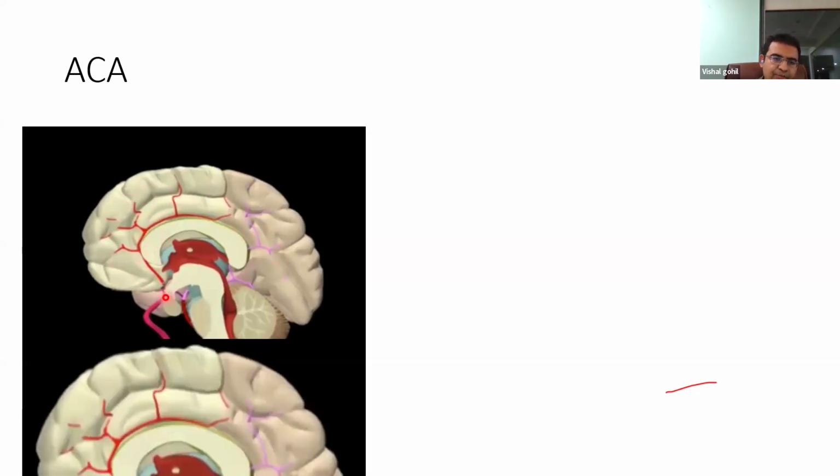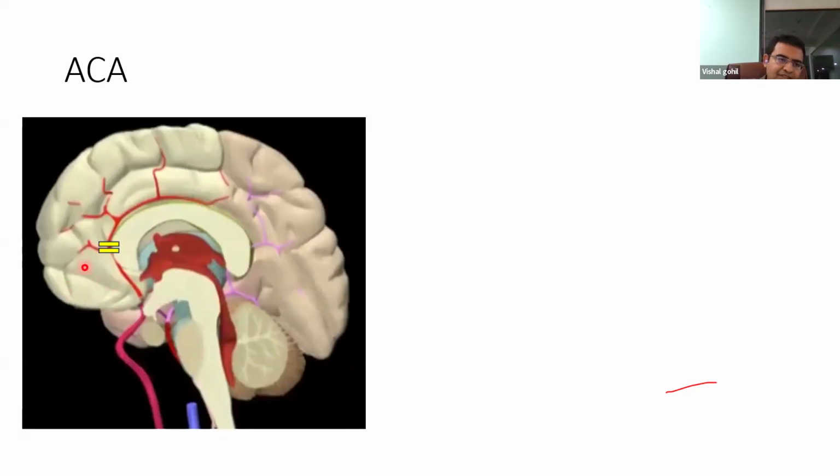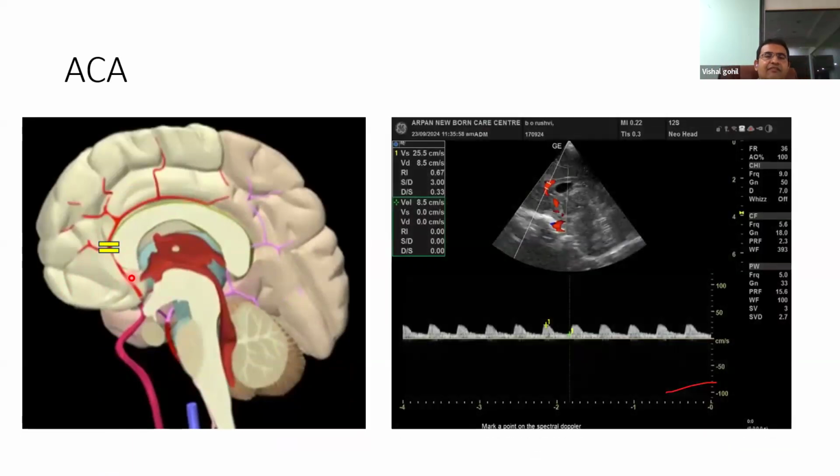So that's why we need to put the pulse wave window over here, because it is straight, and so the angle of insonation is less than 20 degrees. So you can get the accurate value. Once you do the pulsed Doppler, you can see the systolic and diastolic wave over here. Once you click the RI, you need to put two points, the systolic point and the diastolic point, and you can get the RI, which would be 0.67 in this case.